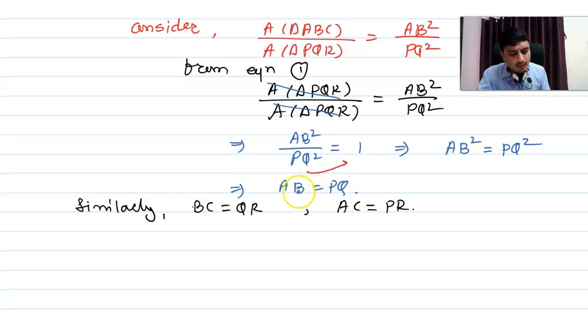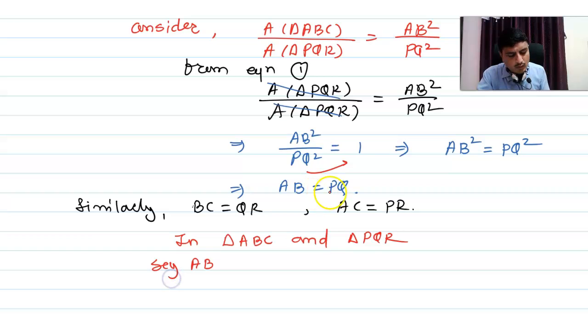So once the three sides of one triangle are equal to the corresponding three sides of the other triangle, we can write in triangle ABC and triangle PQR: segment AB is equal to PQ. Once the given two segments have the same length, they are congruent. Segment AB is congruent to segment PQ. Let's call this equation number 2.